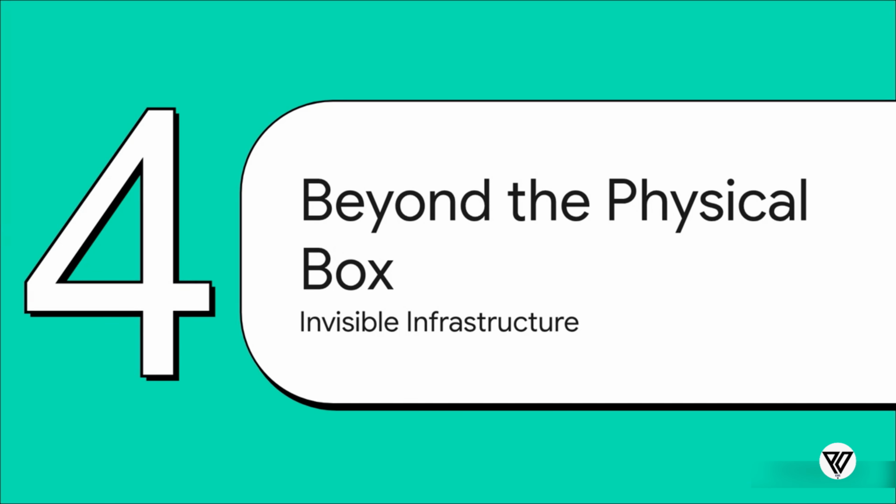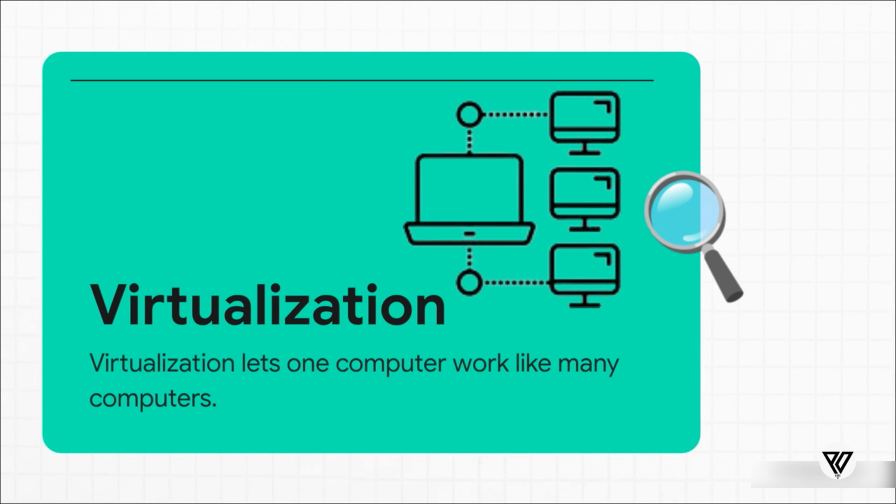All right, for this last section, we are going to zoom way, way out. We're going beyond the box on your desk and looking at the massive, mostly invisible infrastructure that you depend on every single day, probably without even realizing it. And it all starts with this amazing idea called virtualization. This is some seriously cool tech that lets one single, powerful physical computer get sliced up to act like a bunch of smaller, totally separate virtual computers. It's a total game changer for efficiency. Instead of needing 10 machines for 10 jobs, you just need one physical machine running 10 virtual ones. It saves a staggering amount of money, power, and physical space.